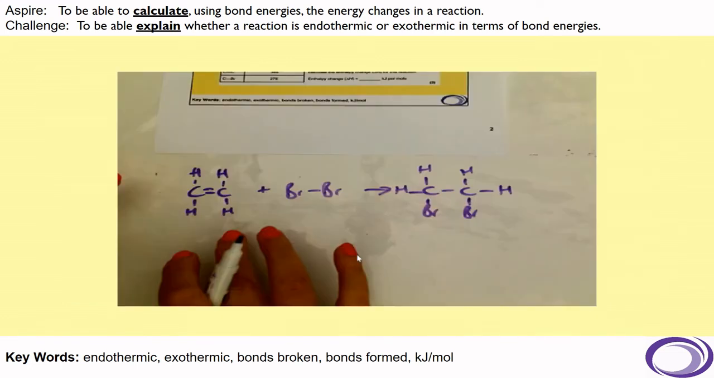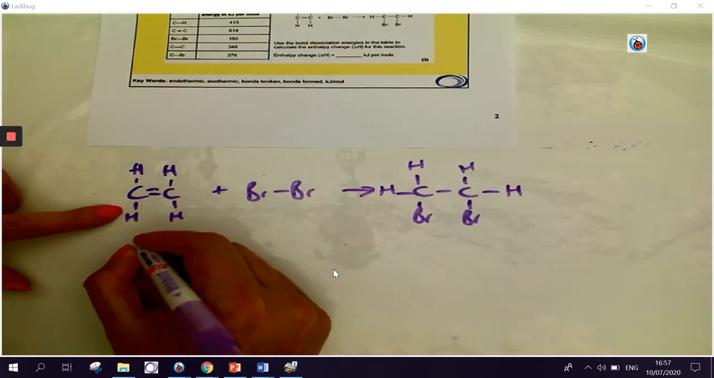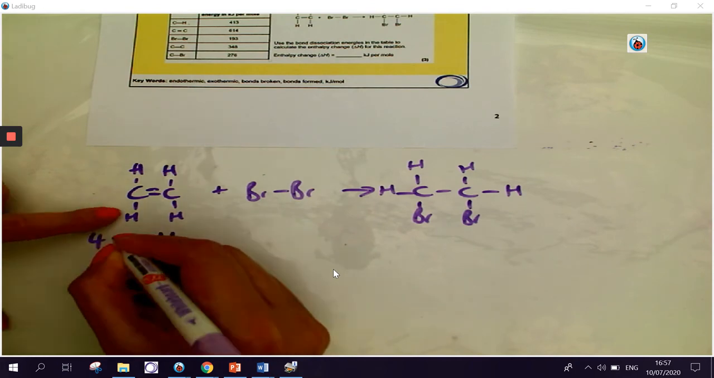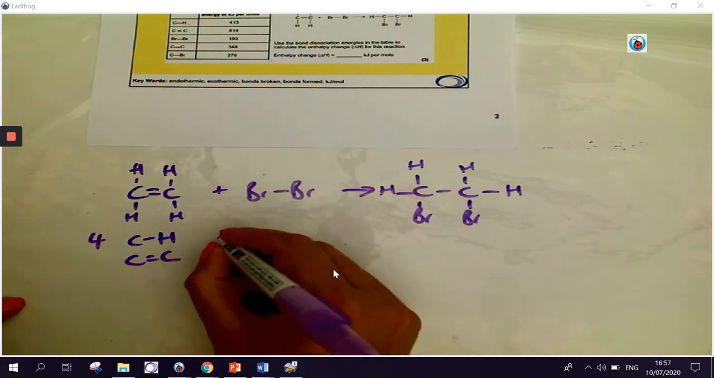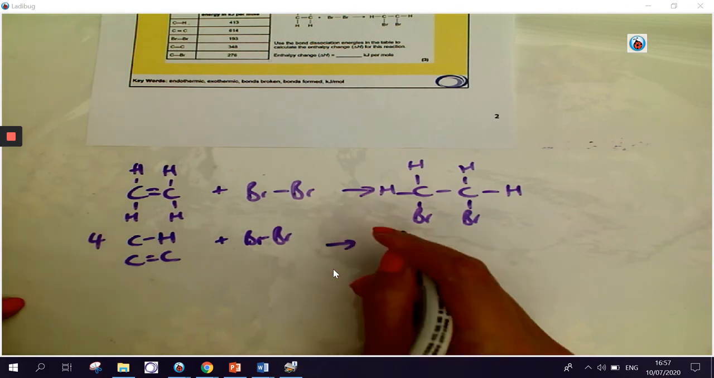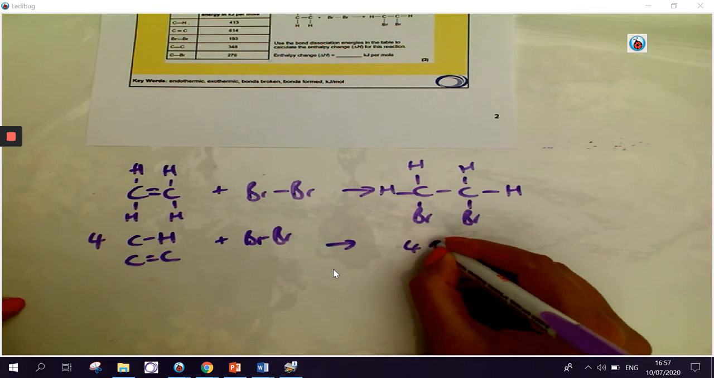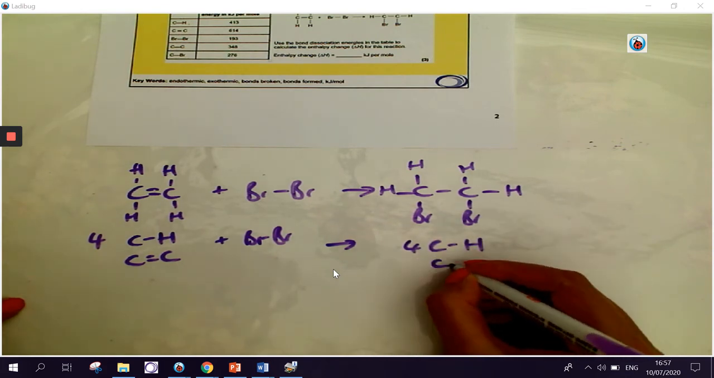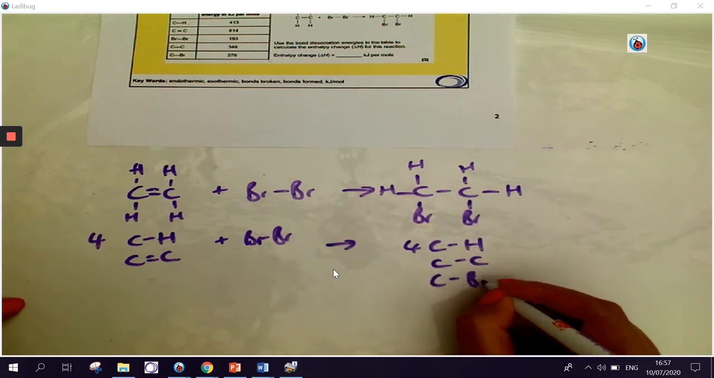Okay, again, I'm just going to insert a worked example for that calculation here for you to check your answer with. First, I'm going to list all of the bonds in my reactant. As you can see, I've got C to H, and I've got 4 of those, and a C double bond C. I've also got a Br to Br bond. On this side, I've got 4 C to H bonds, 1 carbon-carbon bond, and then I've got 2 carbon to bromine bonds.